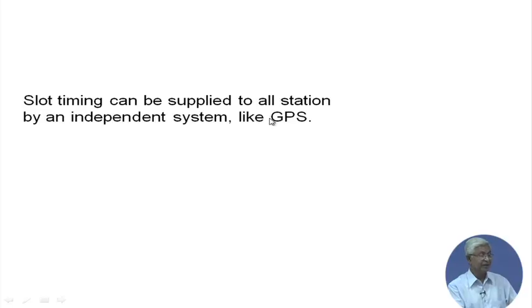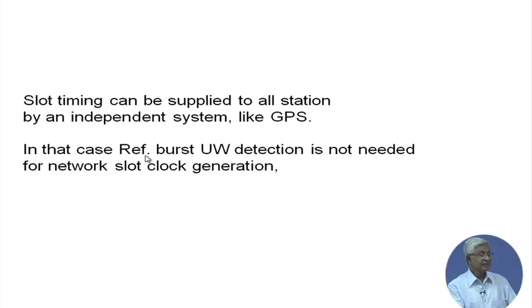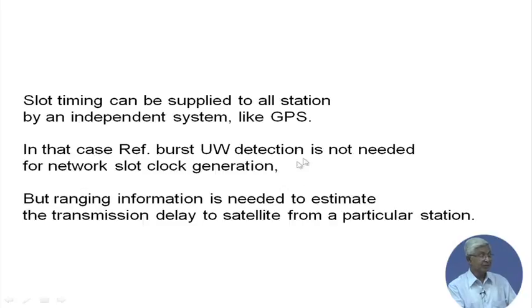If we can do it that way, then you don't have to worry about burst clock timing adjustment. In that case, reference burst unique word detection is not needed to find the slot clock generation time, but you still have to know the phase, where the reference burst is, and with respect to that you have to transmit, and you need to know the ranging information, that is the propagation time p for uplink and downlink. So, with some additional information you can manage with open loop synchronization. In that case it will be much faster to start transmitting the actual data.